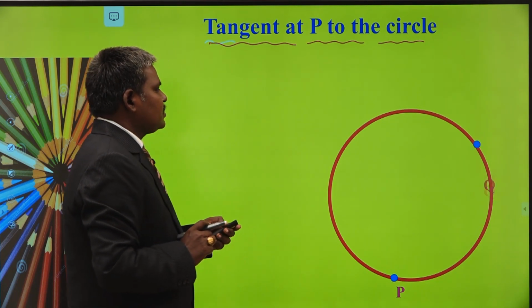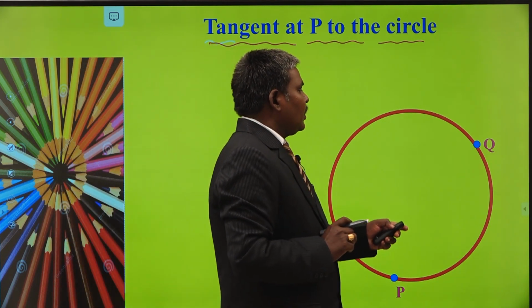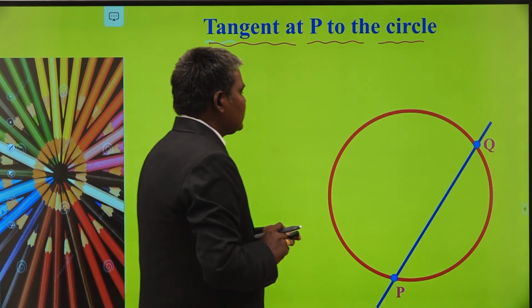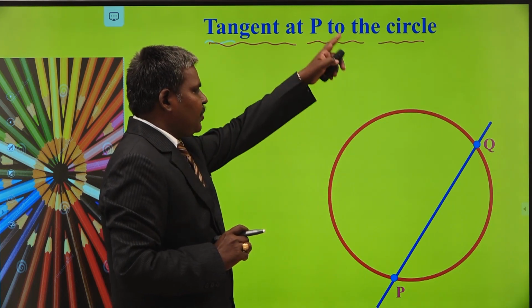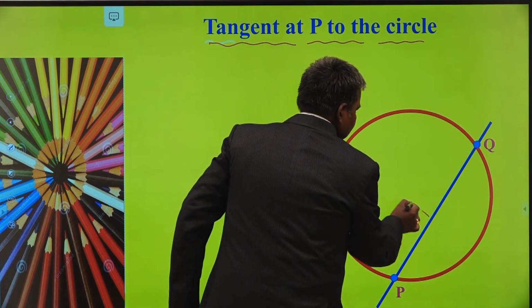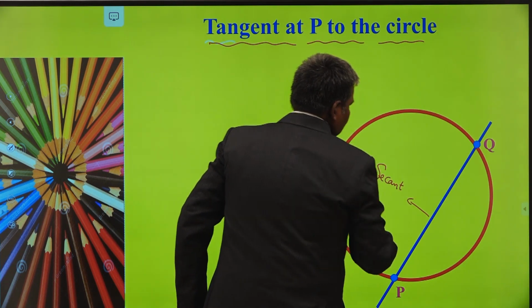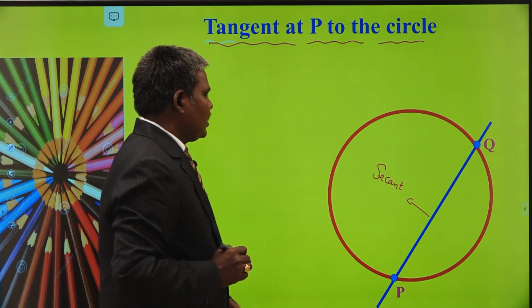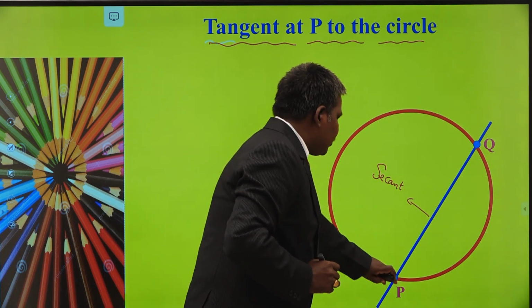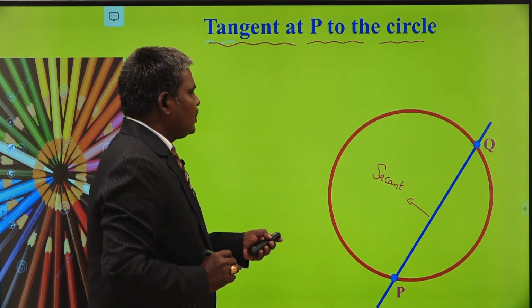This is the point Q which is neighboring to P. And this is the line joining PQ. What is it? It is a secant line. This is one of my secants. When does it become tangent at my P? That is the question. So, listen carefully.